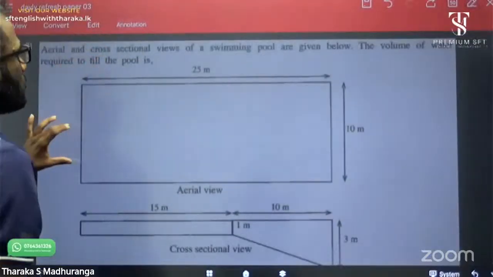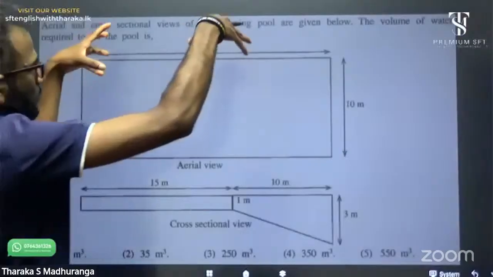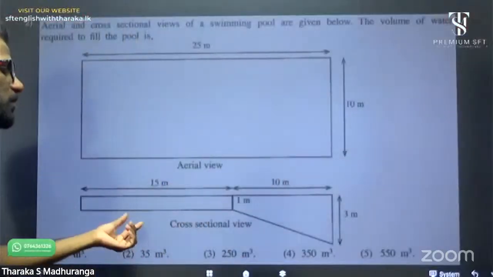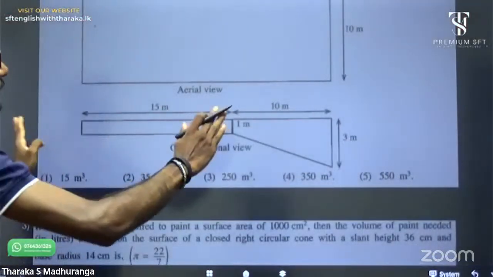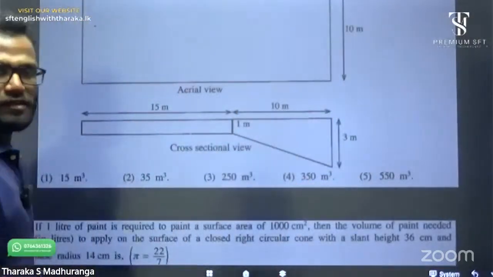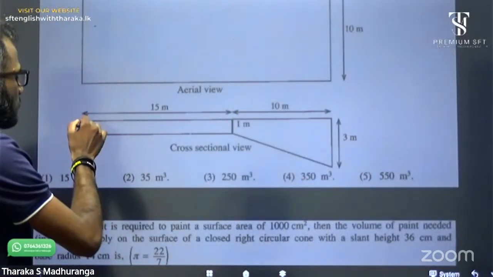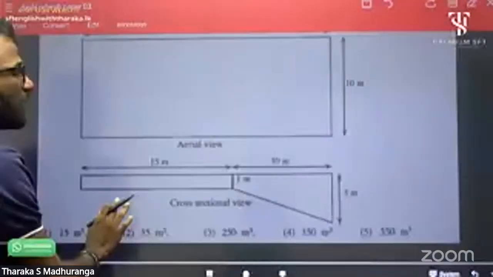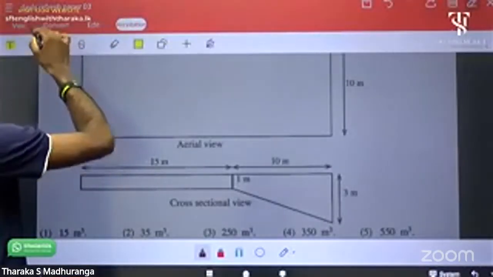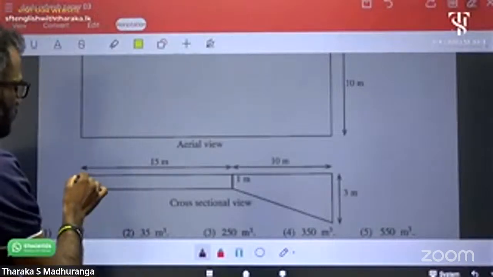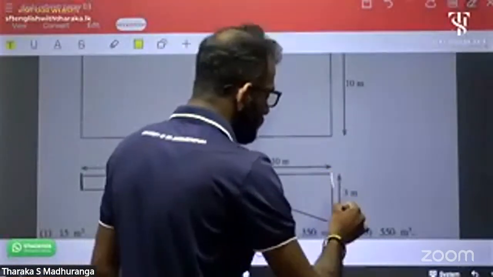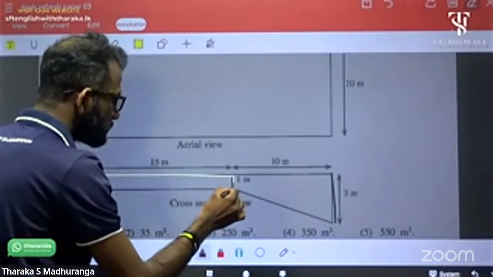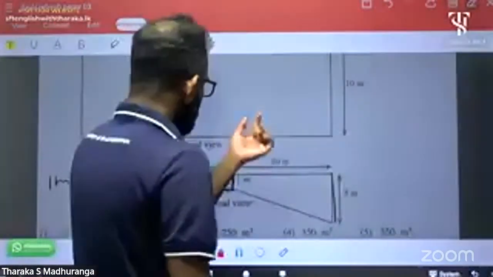Okay, this is the aerial shape. Aerial shape means from the above side. It's a rectangle. If you look from the side, the cross-section view, this is the shape, and this is the shallow end. You already know the swimming pool has a shallow end and a deep end. This is the shallow end and this is the depth. It has 3 meter and it is 1 meter because it's a rectangle.